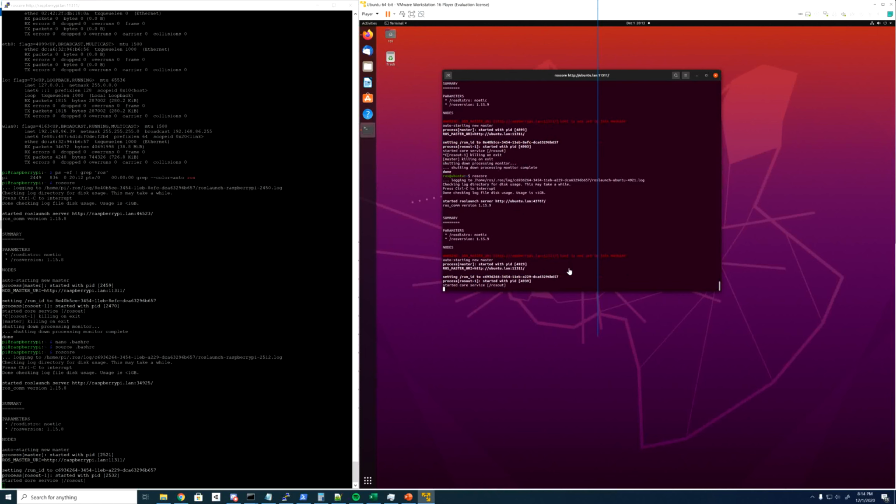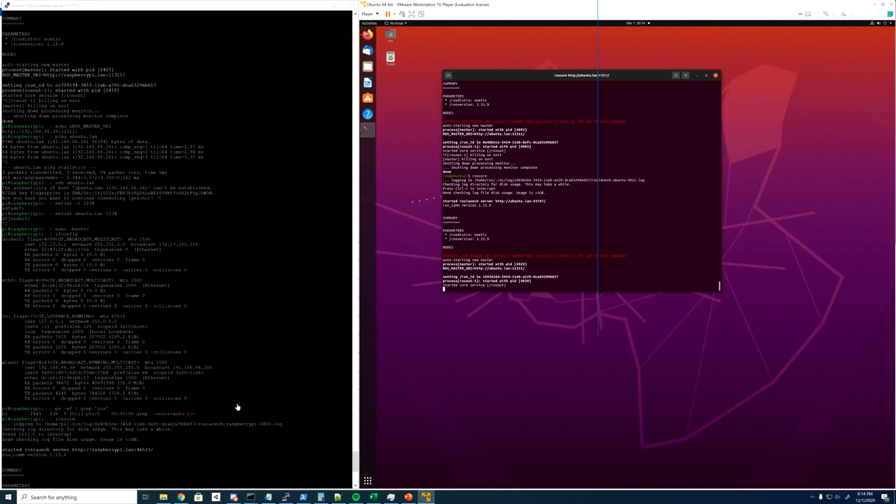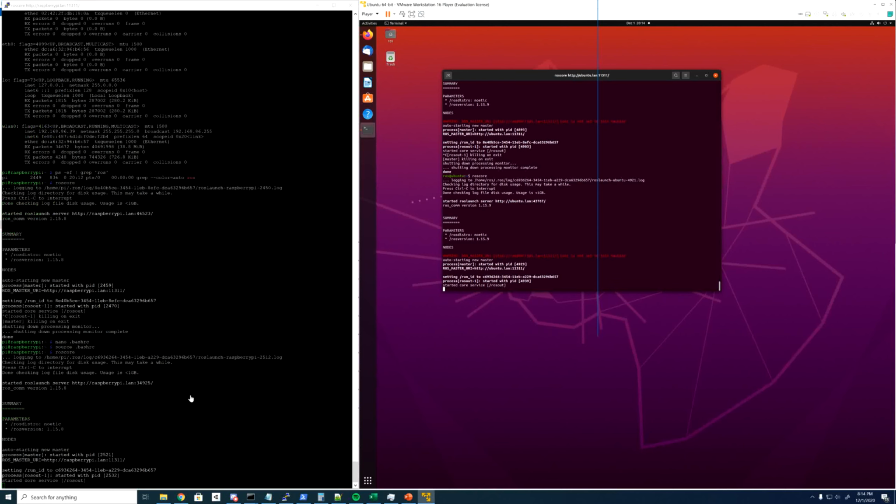Same thing. Kind of out of ideas at this point. All the troubleshooting steps have been taken, and still cannot connect. Still cannot connect to these two.